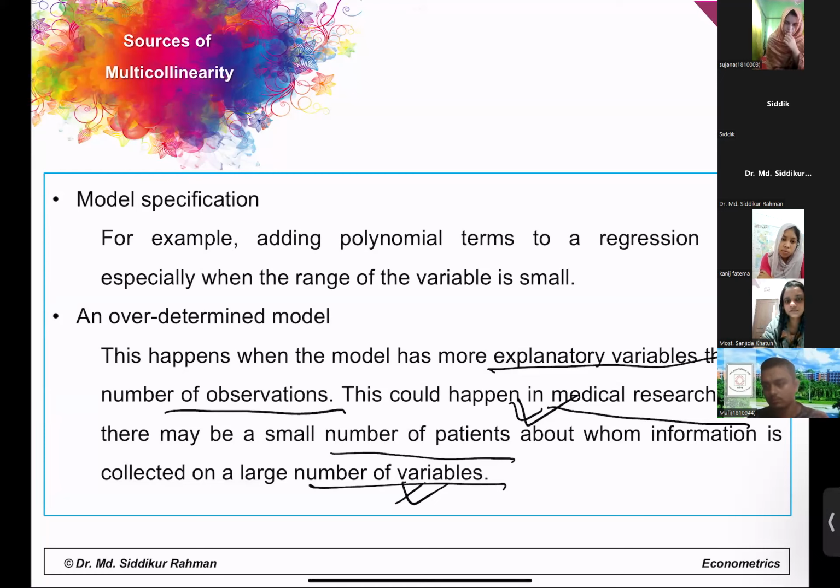So what is my research here? To investigate the lung cancer occurrence among third-year students of Begum Rokeya University, Rangpur, right? So could you please give me some examples of explanatory variables or independent variables that might affect the lung cancer occurrence? Smoking. Very good. Smoking status. You have to tell it like this, smoking status.